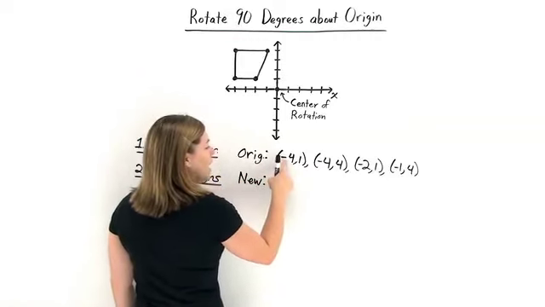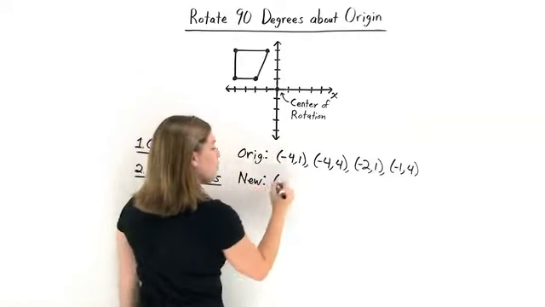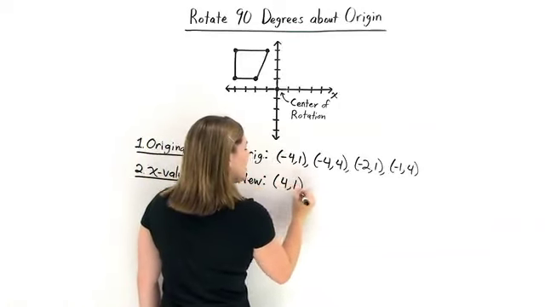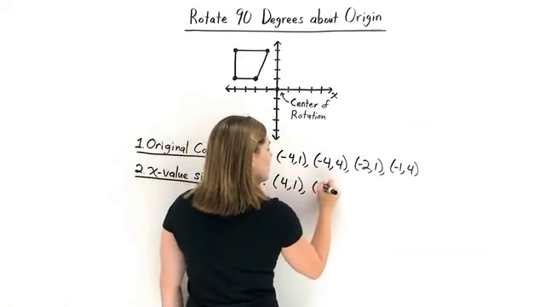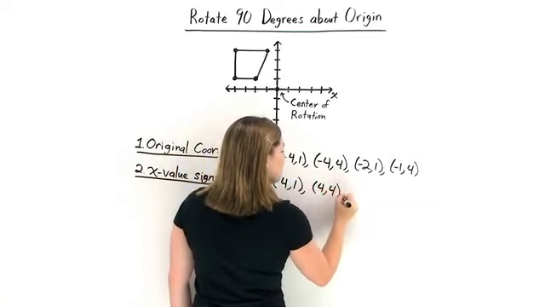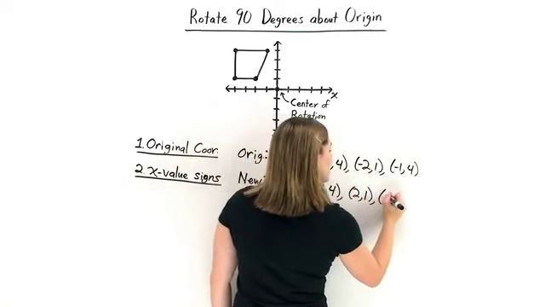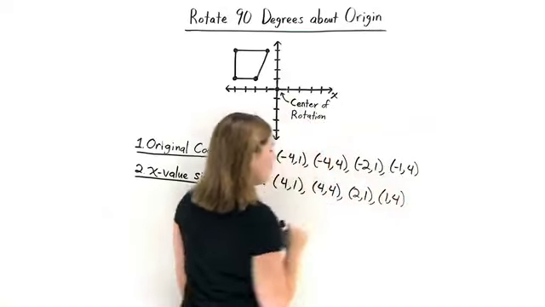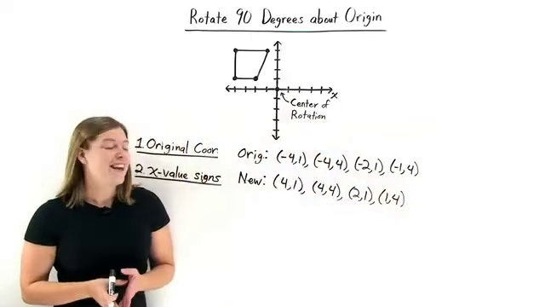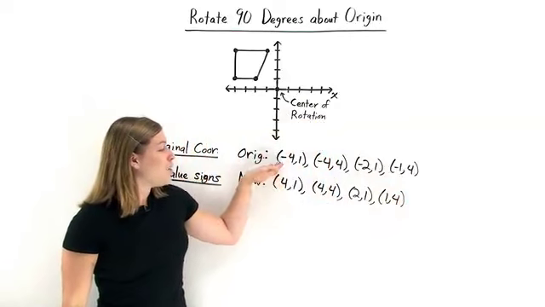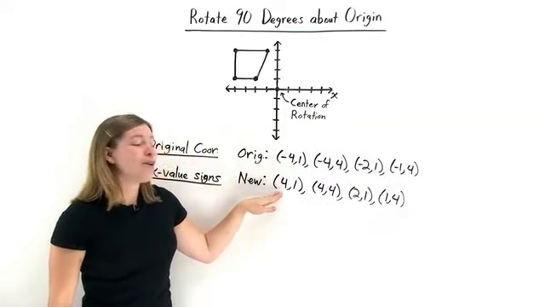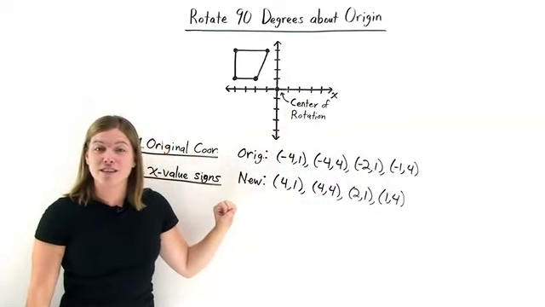Here, instead of having a -4, we will change that x-coordinate to a +4. Then here, instead of a -4, we have a +4. Here, instead of -2, we have +2. And finally, instead of -1, we have +1. Great! Now, we took our original 4 points and reflected them over the y-axis.